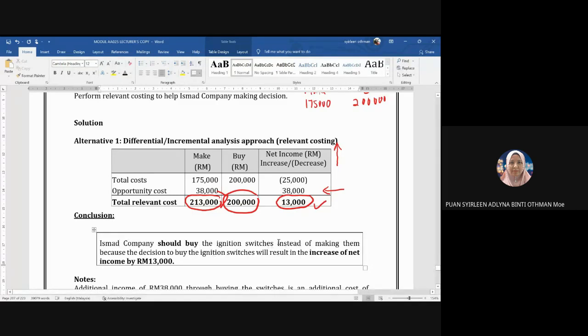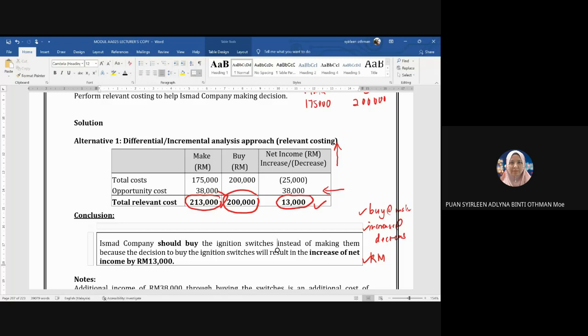Tak payahlah buat panjang-panjang sangat ayat. Sebab kita punya decision tu dia mesti ada 3. Decision dia sama ada buy or make. Lepas tu mesti ada either increase or decrease. Lepas tu mesti ada by how much. So awak punya conclusion tu mesti ada 3. Okay. Conclusion diberi markah dalam jawapan ya.